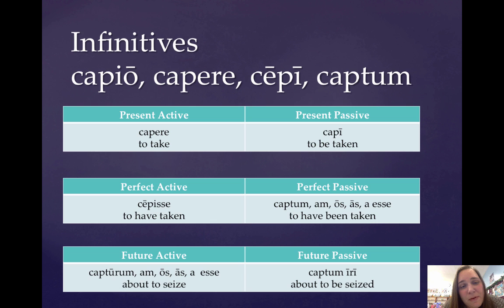We have an example for capio, capere, cēpī, captum. Capere, to take; cēpī, to be taken; capere, noticing that perfect active stem there, to have taken; captum, captos, captas, capta, esse, to have been taken; captorum, os, esse, about to take or about to seize; and then captum īrī, about to be seized or about to be taken.